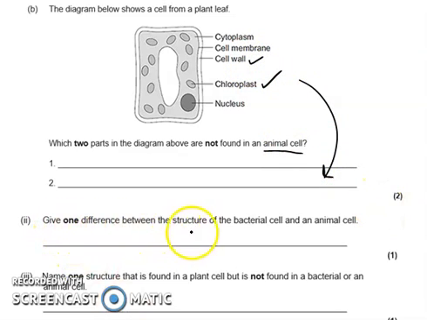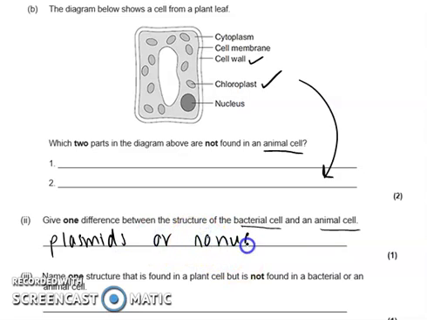For these two questions here: give one difference between the structure of a bacterial cell and an animal cell. You could have mentioned plasmids, or you could have mentioned no nucleus in bacterial cells.